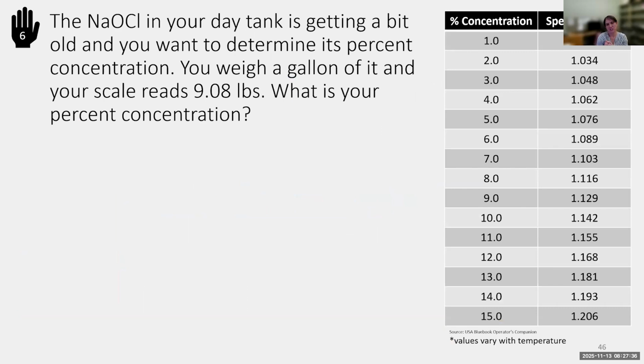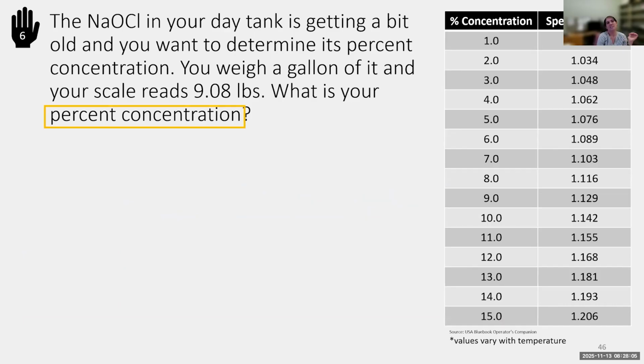Okay, let's do one more related to specific gravity, and then we're going to move on. We're told in this problem that the sodium hypochlorite in your day tank is getting a bit old, and you want to determine its percent concentration. So you weigh a gallon of the solution, and your scale reads 9.08 pounds. So what is your percent concentration?